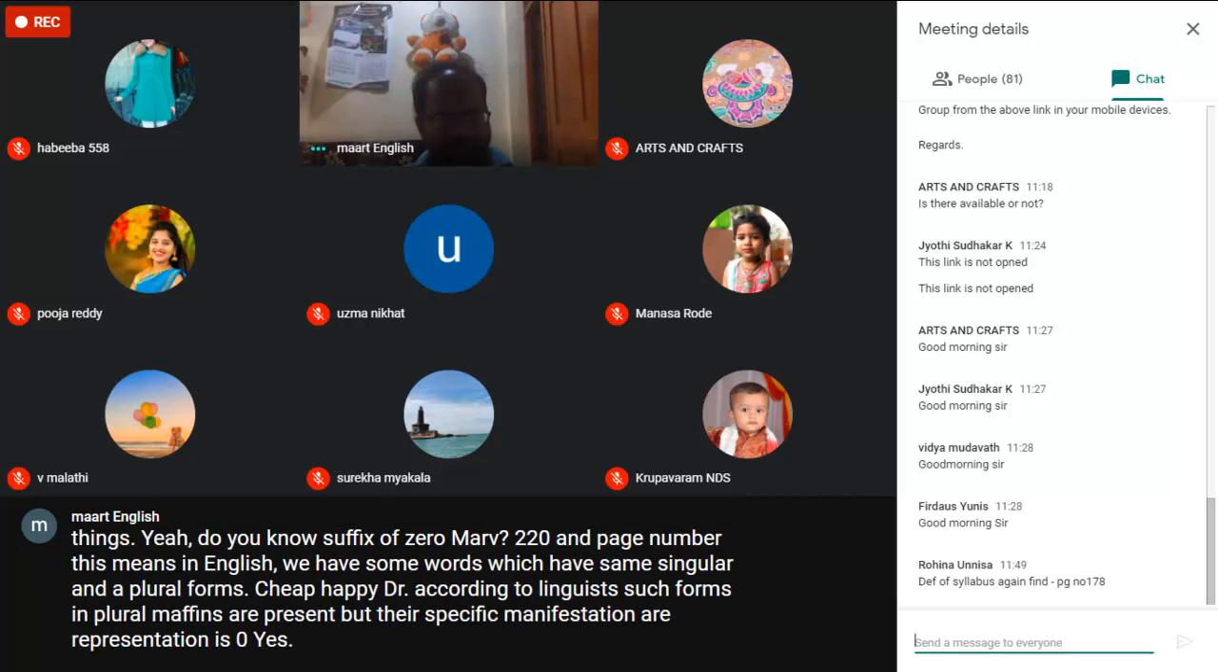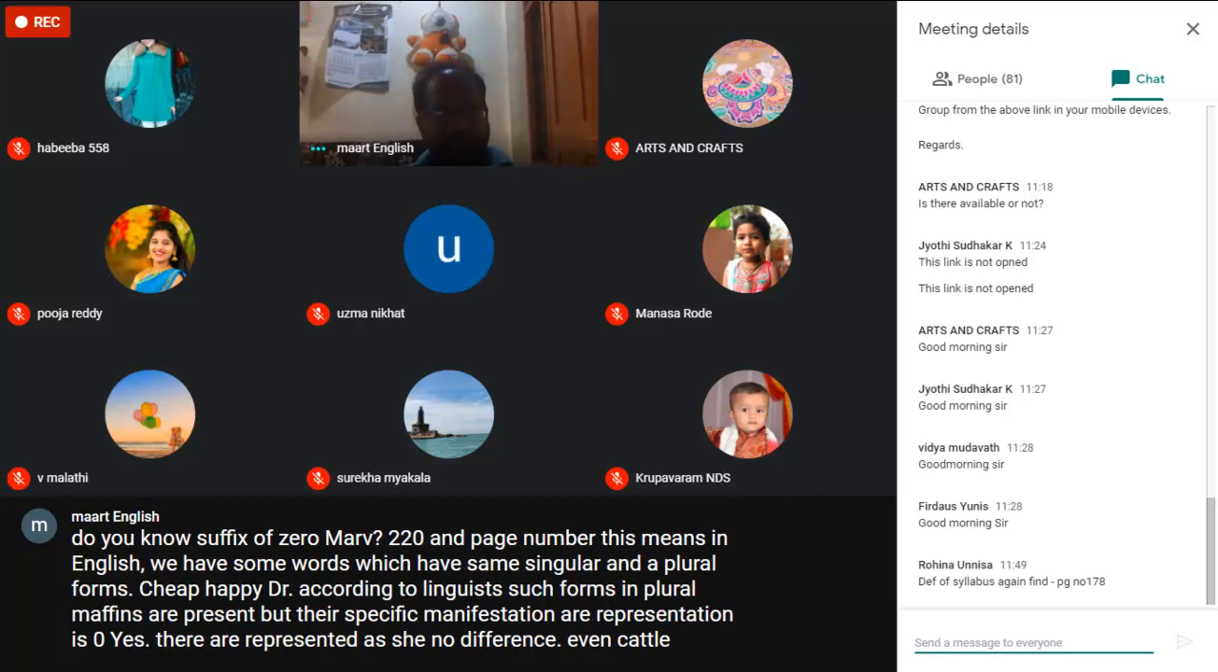They are represented as sheep, no difference. Even cattle, deer, no difference.